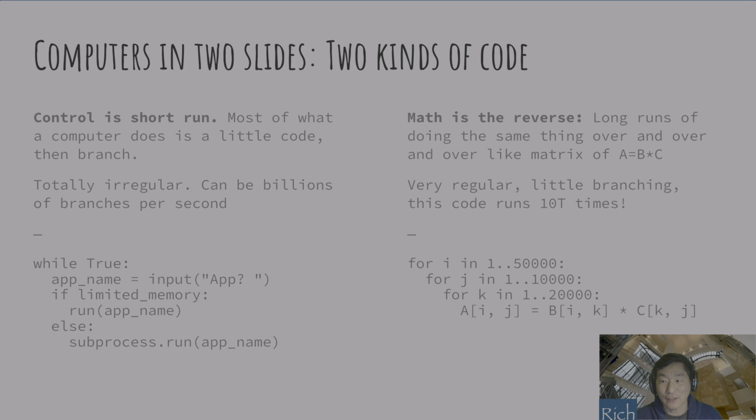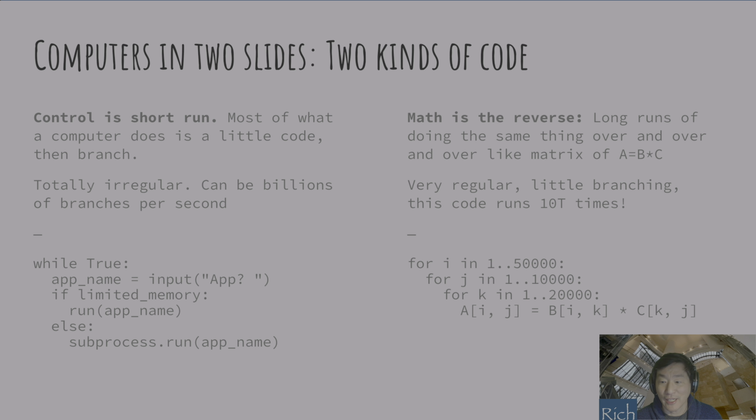And the first is that there are really two kinds of software code that you run. The first is what you might want to call control. This is actually what's running right now. It's very irregular. You do a little code, then you branch, and you can have billions of branches per second.